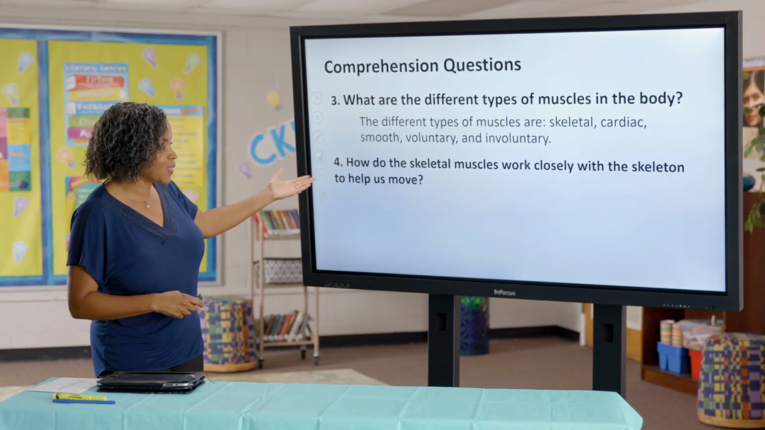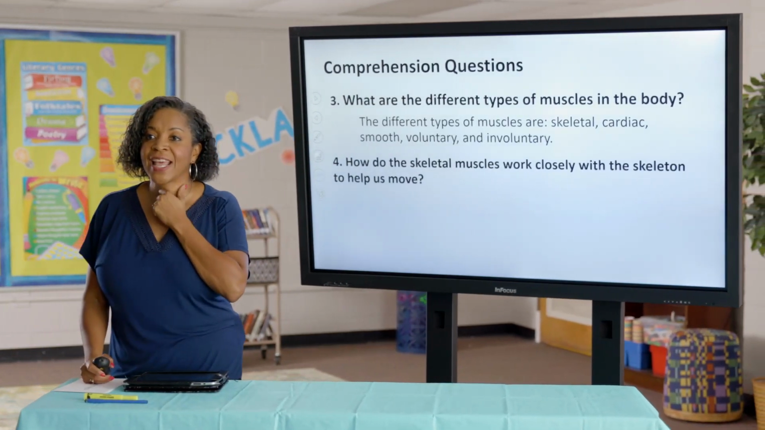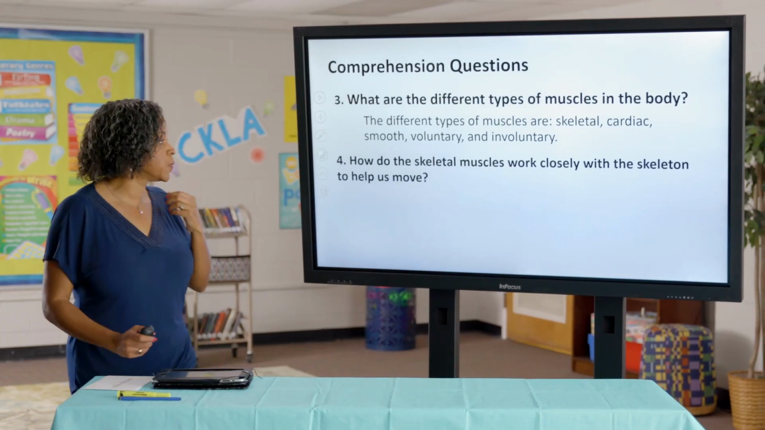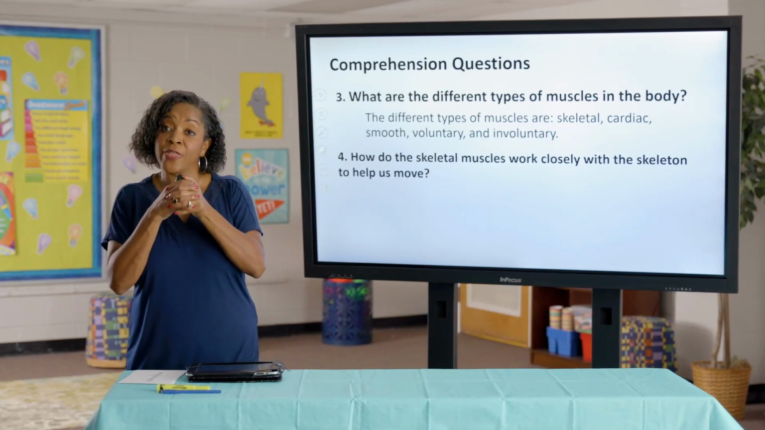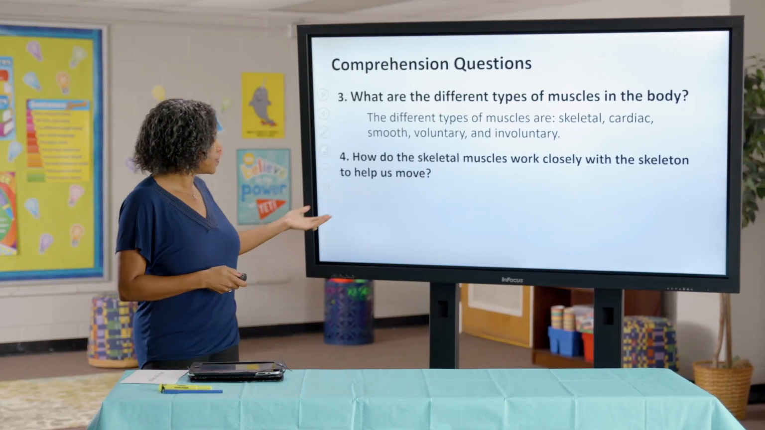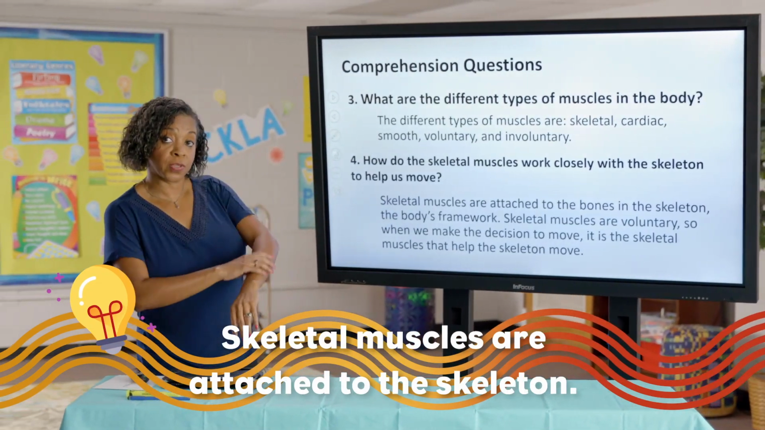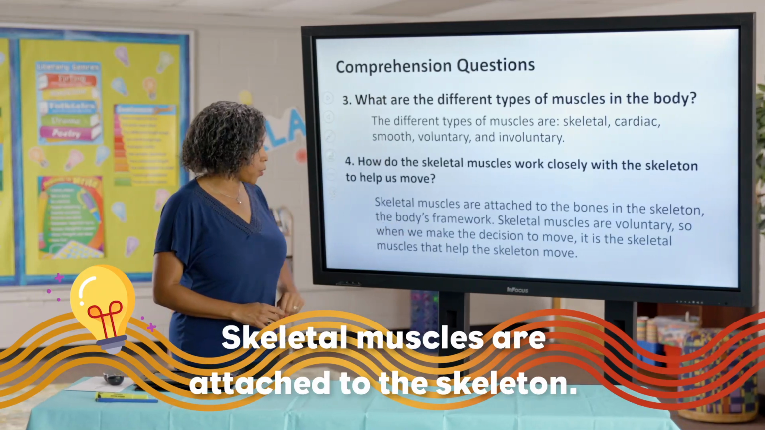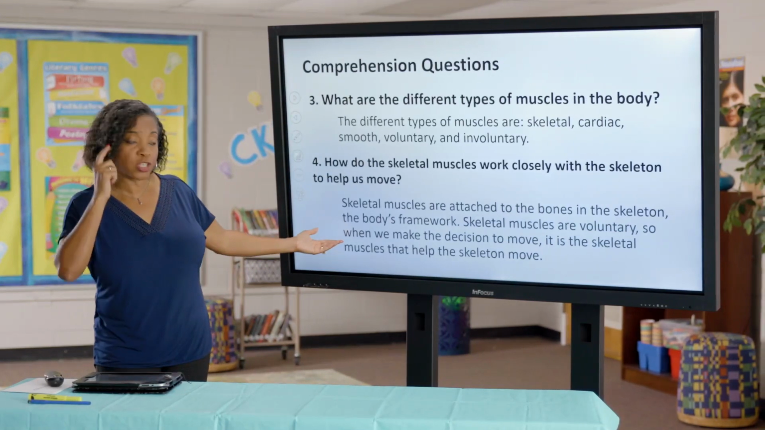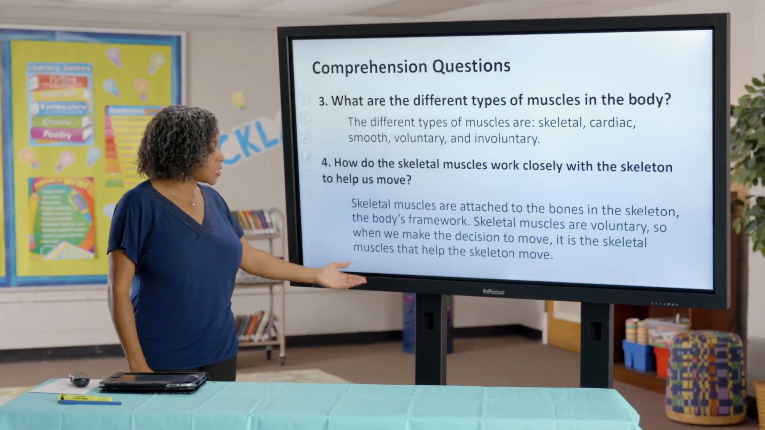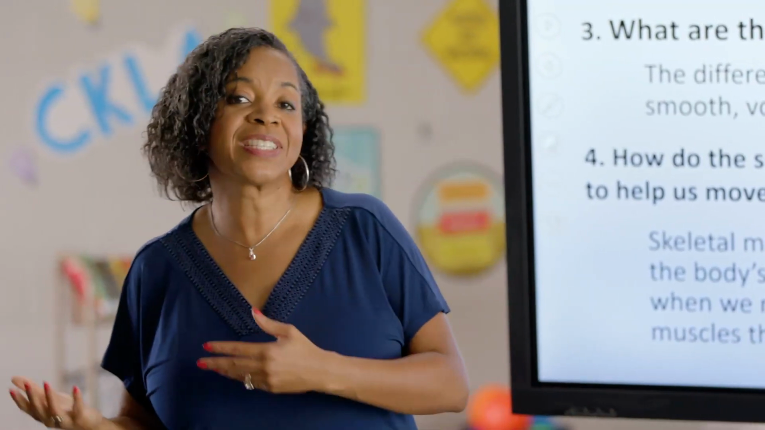How do the skeletal muscles work closely with the skeleton to help us move? Oh, friends, get that answer in your head. So think about both of those systems, the muscles and the skeleton. How do they work together? Let's read this. Skeletal muscles are attached to the bones in the skeleton, the body's framework. Skeletal muscles are voluntary, so when we make the decision to move, it is the skeletal muscles that help the skeleton to move. Okay? So the muscles have to help the skeleton.